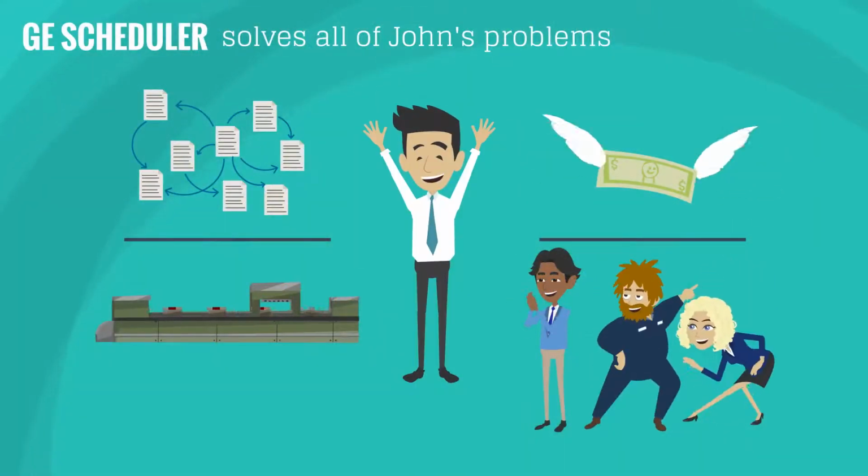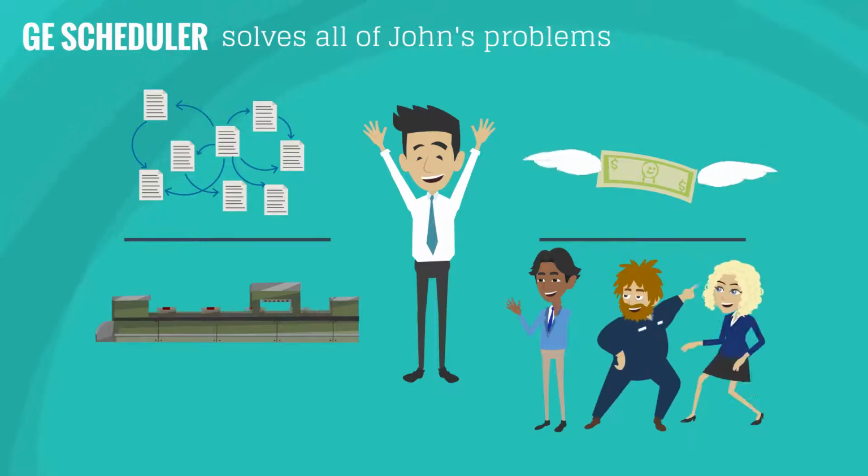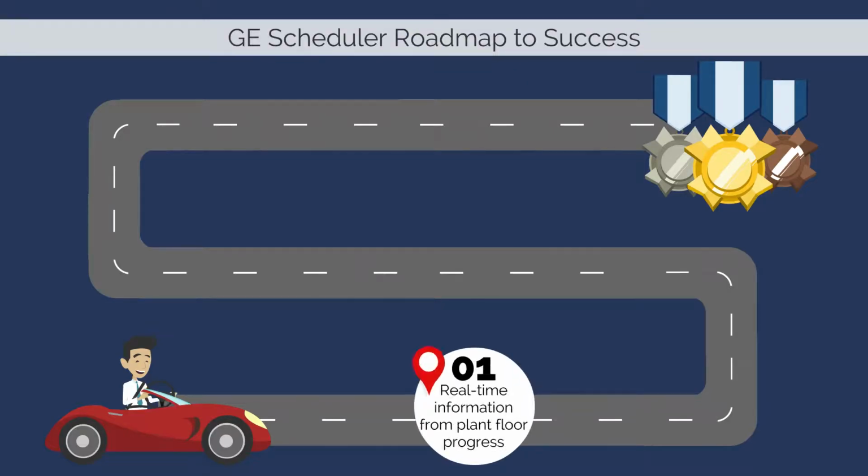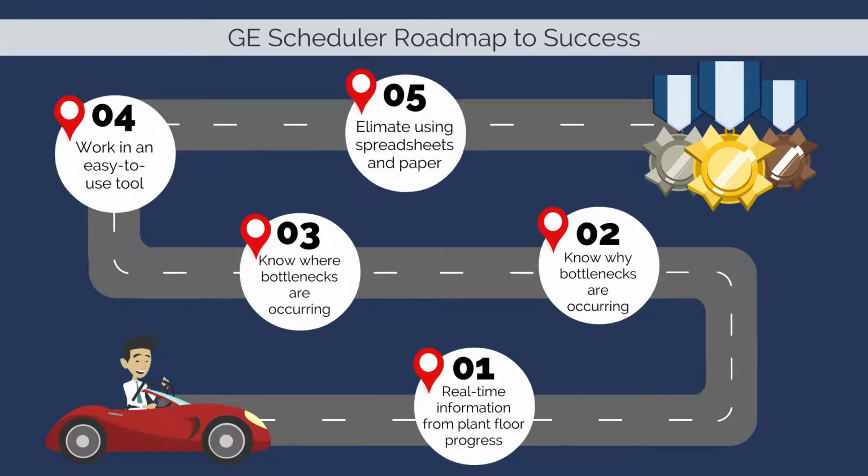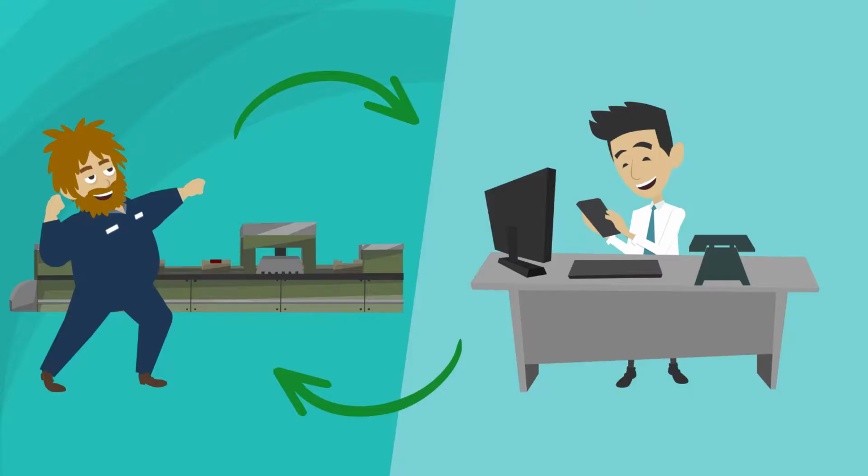GE Scheduler solves all of John's problems. GE Scheduler helps John see real-time information from plant floor progress. John is able to optimize manufacturing schedules by knowing why and where bottlenecks are occurring. John is now working in an easy-to-use tool and has eliminated using spreadsheets and paper.